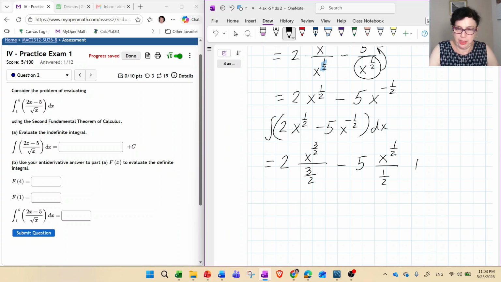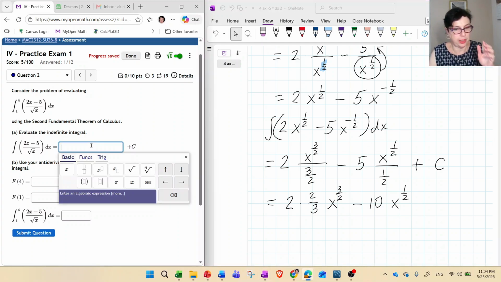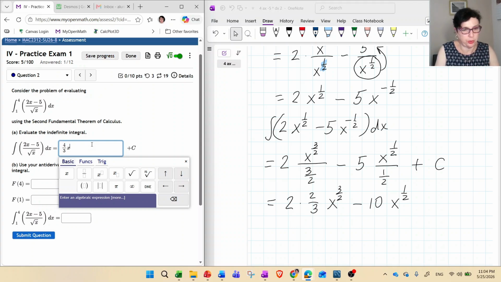Theoretically, because this is indefinite, I will still have to add plus c. Now, what do I do with this stacked thing where it's x to the power divided by 3/2? Usually we don't want to do that. Instead of dividing by 3/2, we can multiply by its reciprocal, which is 2/3. Then we have x to the power 3/2 still, and then this one, instead of dividing by 1/2, we multiply by 2. That'll make this a 10 x to the 1/2. So I'm pretty much ready to write the answer here. This will be 4/3 x to the power 3/2 minus 10 x to the 1/2.